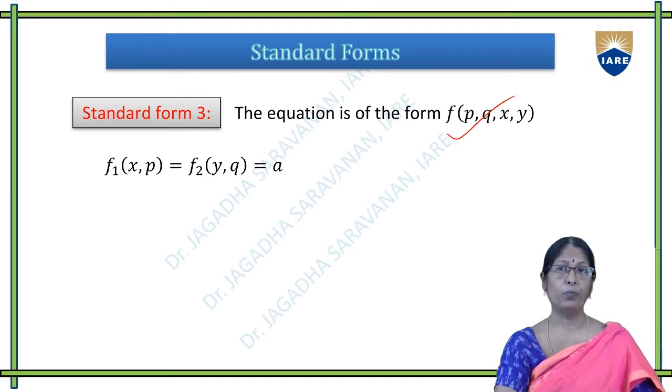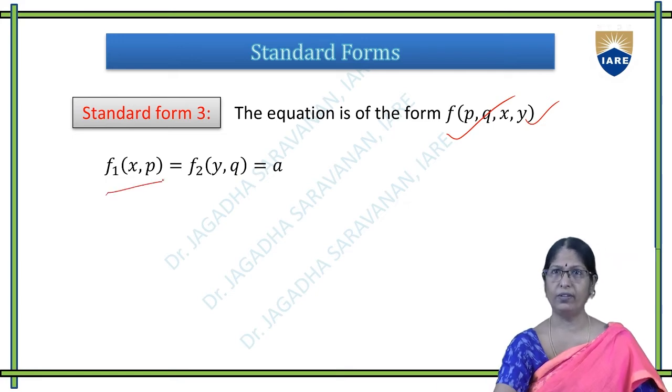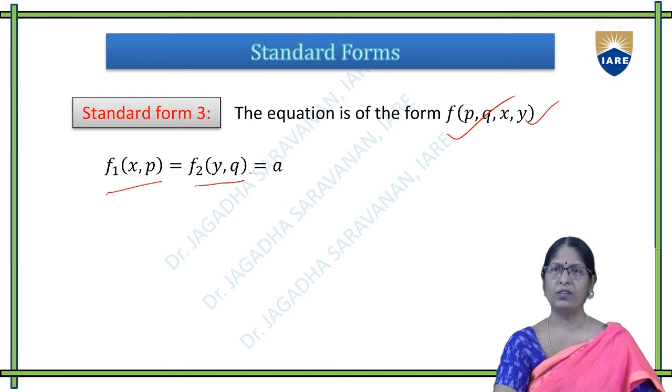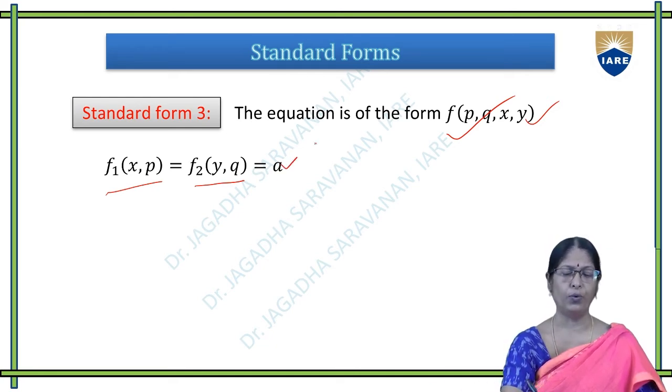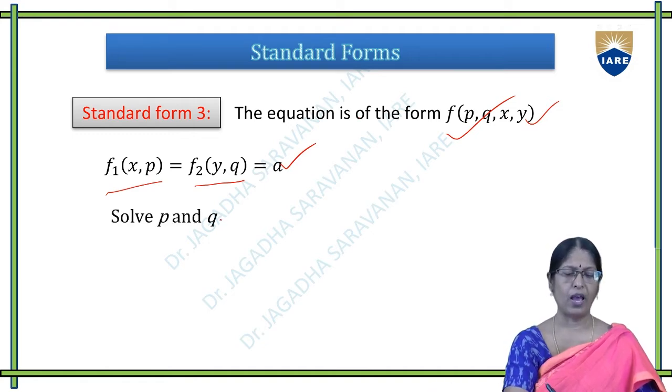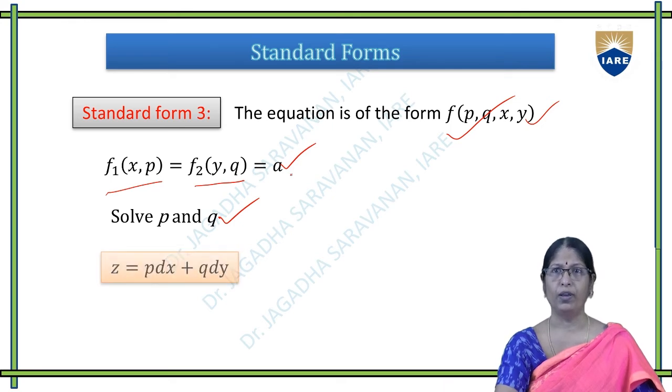Suppose our given problem falls under the condition of standard form 3. Then what we have to do is group the terms related to X and P on one side, and group Y and Q on the other side, and equate to the value A. Then we have to solve for P and Q, meaning we are obtaining the values of P and Q.